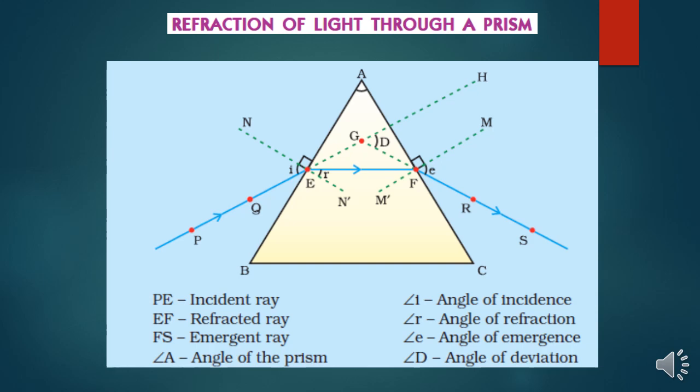As you can see, as the ray of light entered from rarer medium to denser medium, there was bending of light towards the normal.